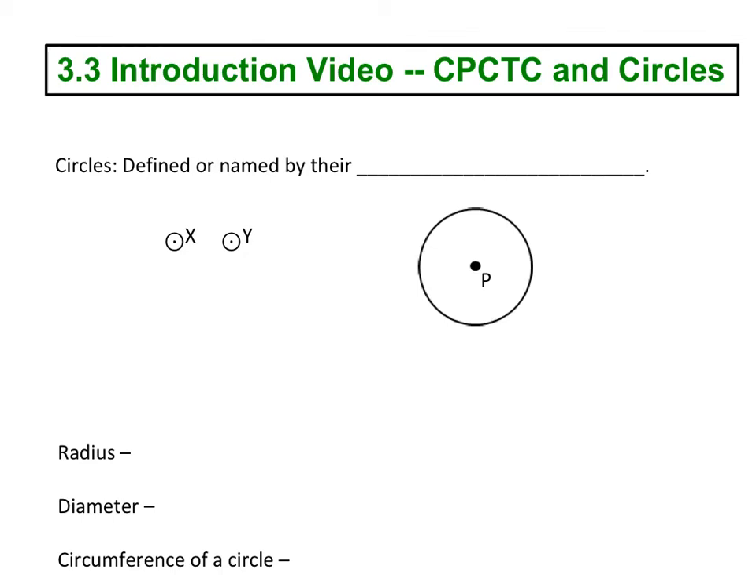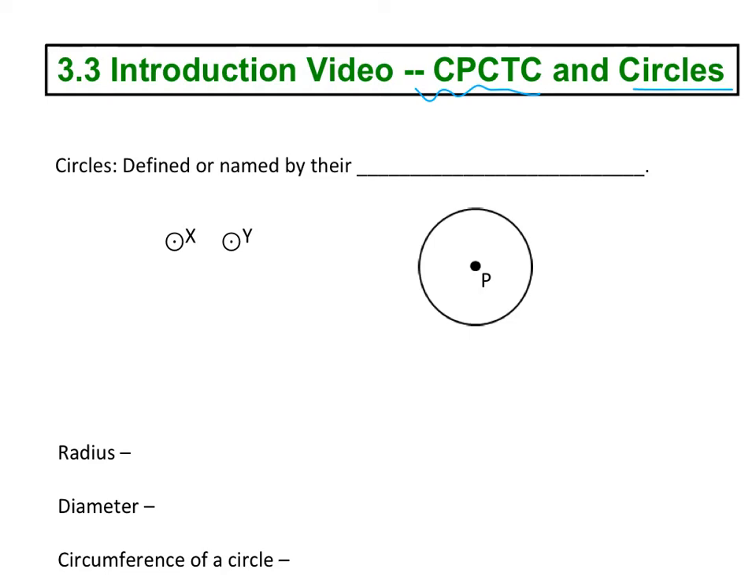All right, here we go with lesson 3.3. We're going to talk about CPCTC and circles. CPCTC has to do with triangles, and then circles obviously have to do with circles. So let's talk about the circles first. We haven't talked much about those yet, so let's learn some things.